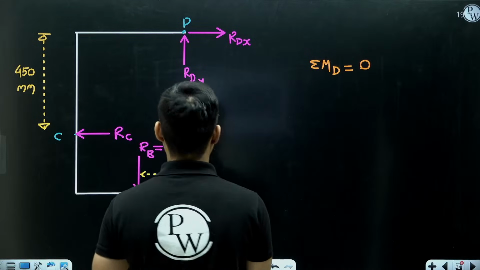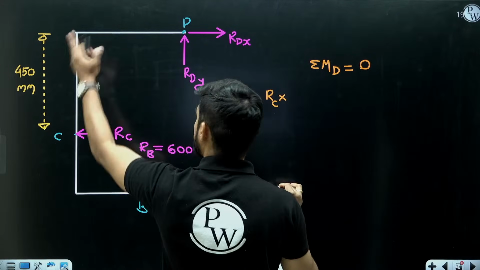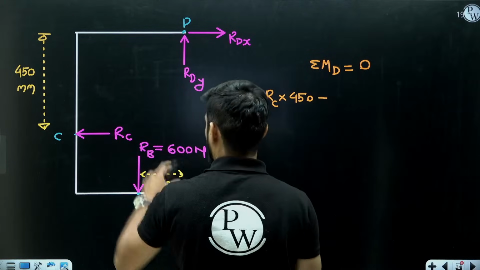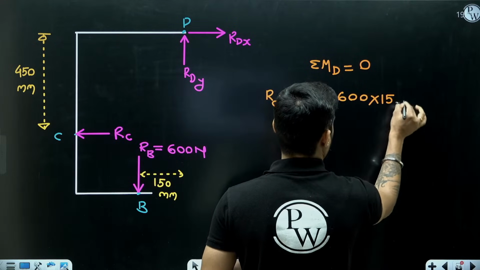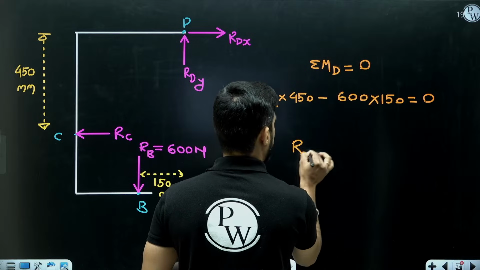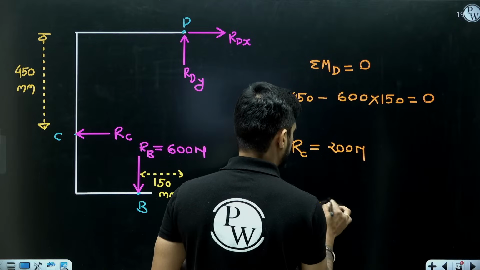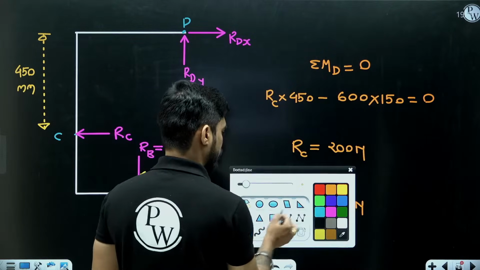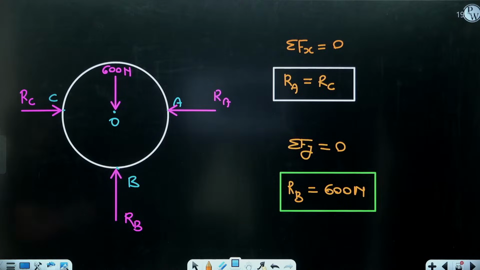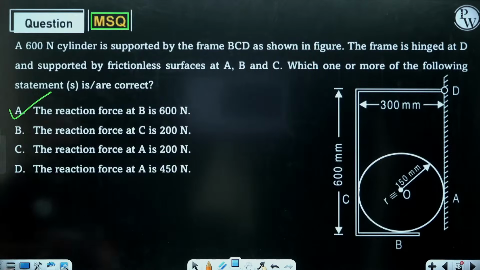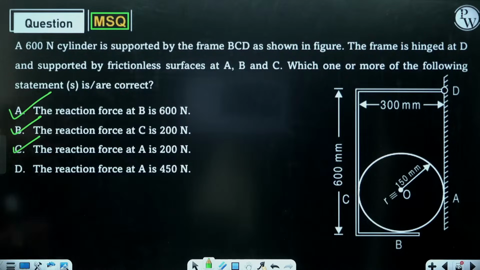Now you can take moment. The moment of RC will be clockwise, RC into 450, and the moment of this 600 will be anti-clockwise, 600 into 150. So what will be the value of RC? 200 Newton. So RA will also be 200 Newton, because RA is equal to RC. RA and RC both are 200. So this statement is correct, this statement is correct, and D statement is wrong.